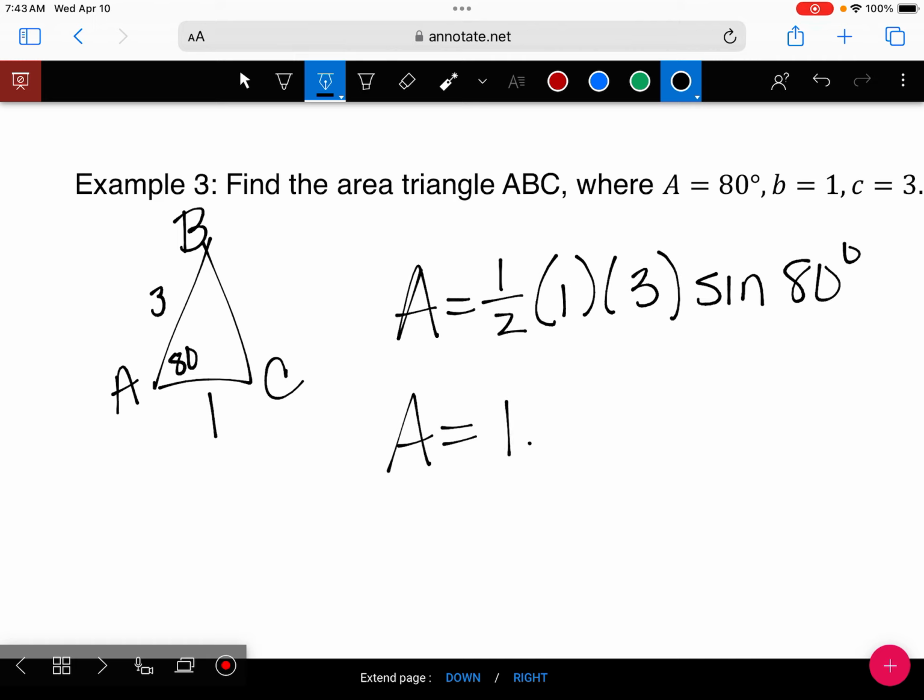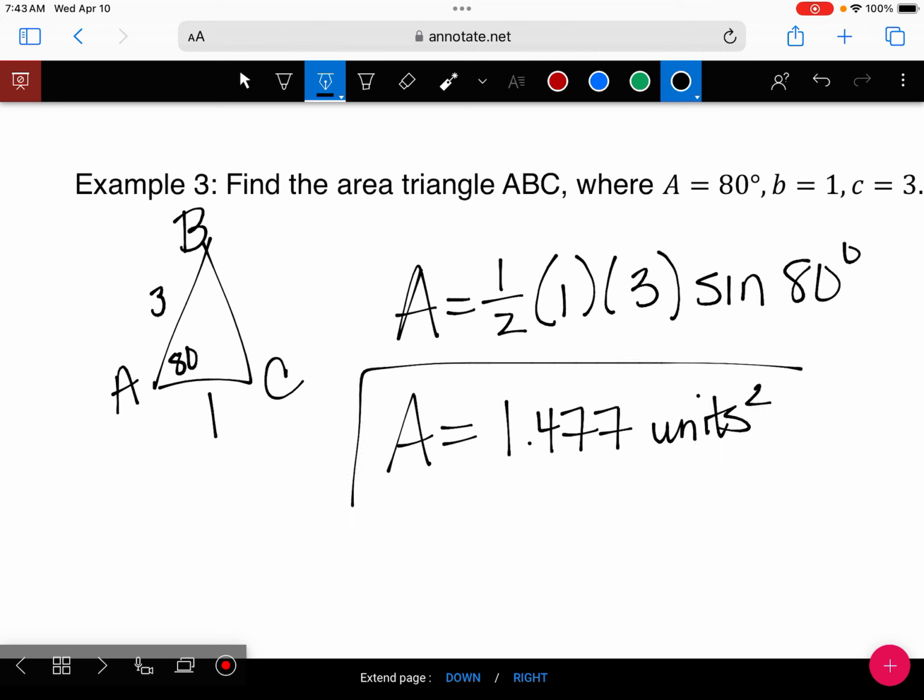Okay. So when you type that in, you should get 1.477 units squared. Go ahead and make sure. Type that in. Go ahead and do number 4 by yourself.